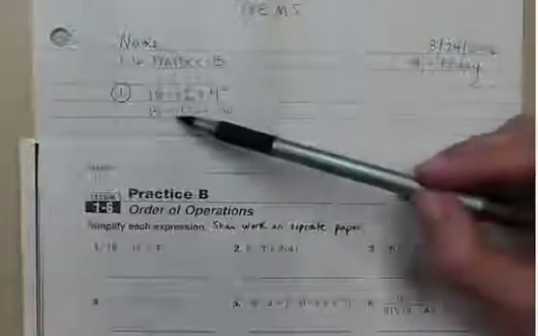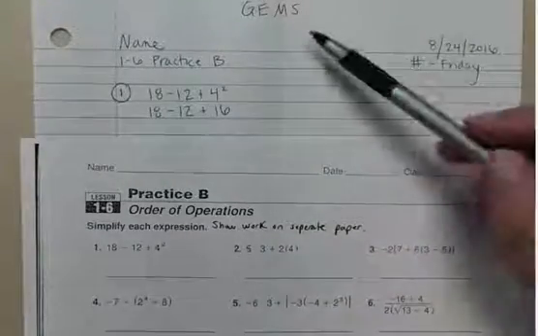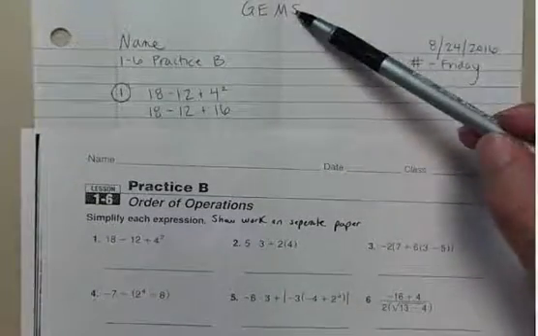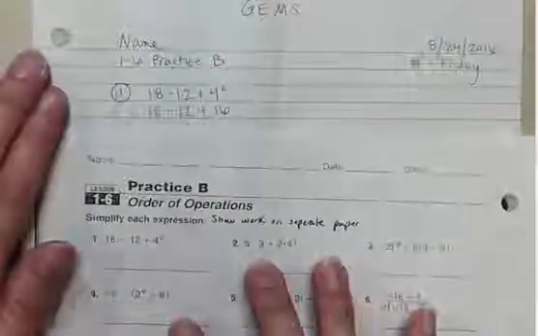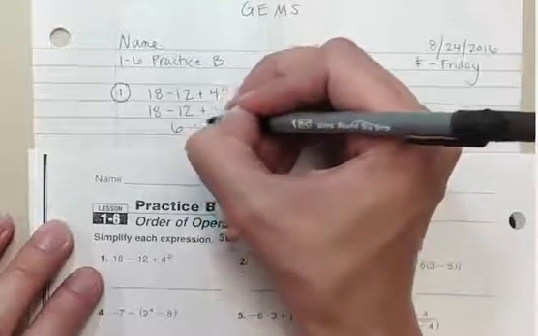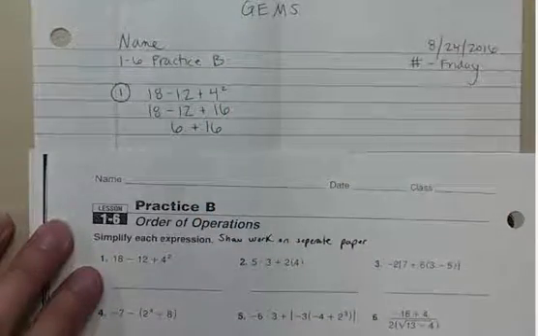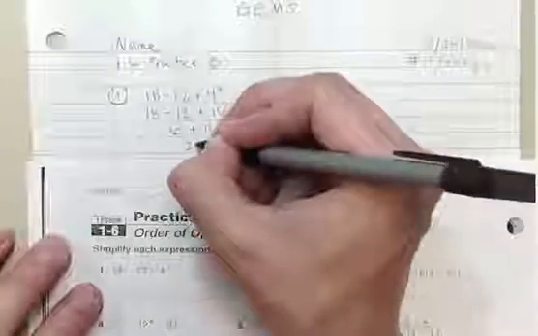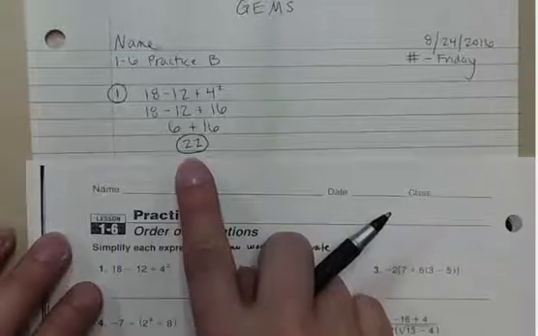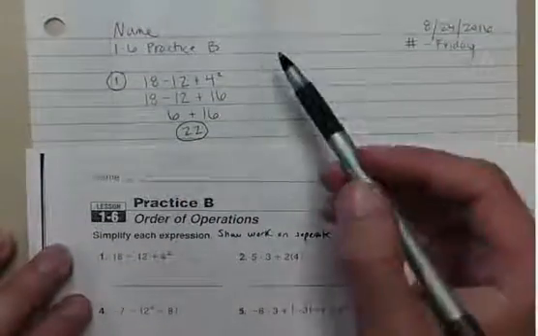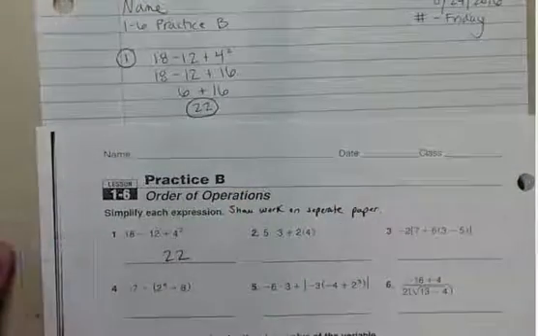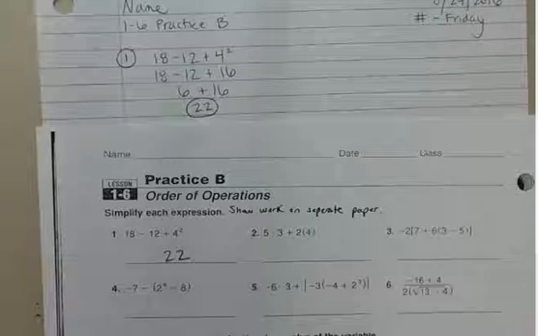Next step's multiplication. I'm not multiplying here at all. So I move on to the next thing, S, which is subtraction. But again, that stands for subtraction and addition. So I'm just going to go from left to right. 18 minus 12 is 6. And then I'm going to add 16 to that, which gives me the answer as 22. I'm going to circle my answer. You can highlight it as well if you wish. Again, this is all in pencil. And I'm going to put my answer back on the paper. So 22 goes on the line for number 1.